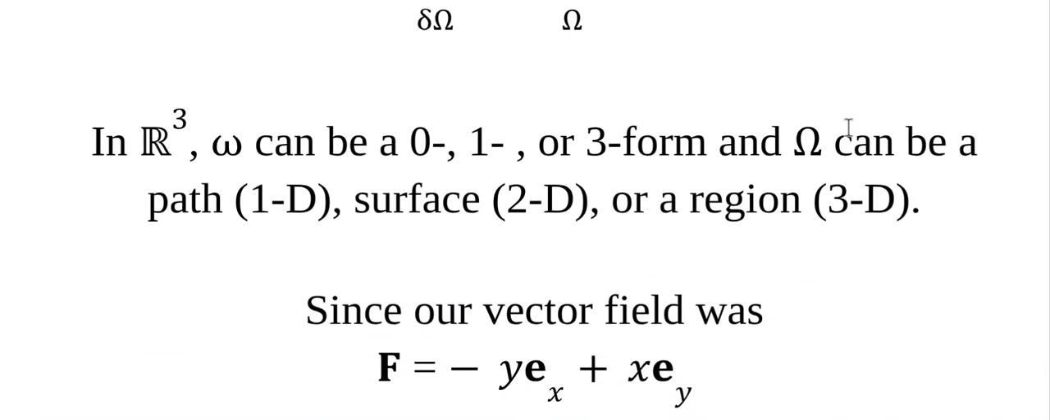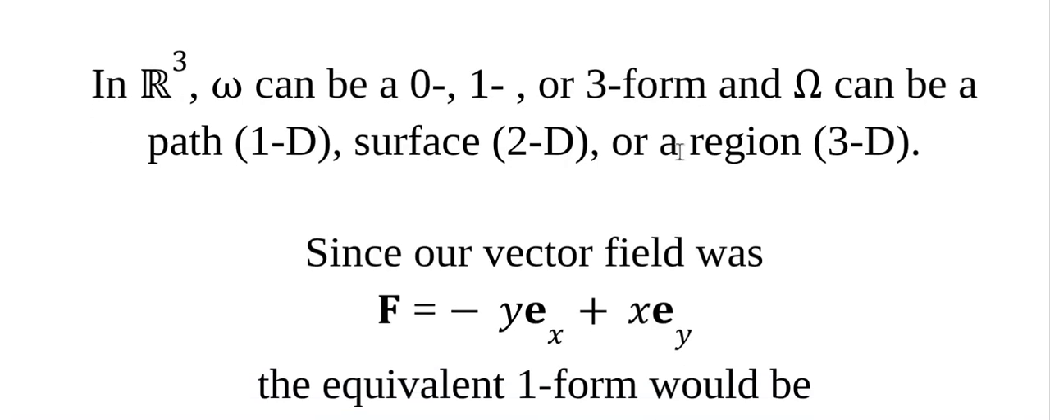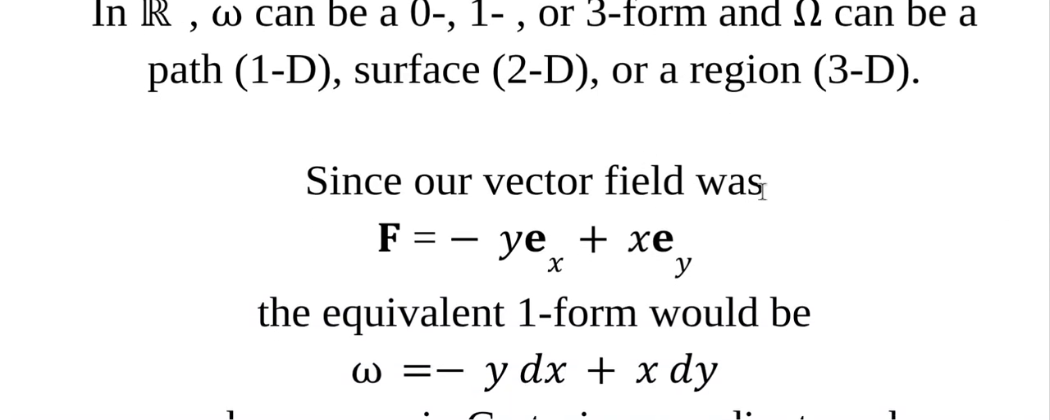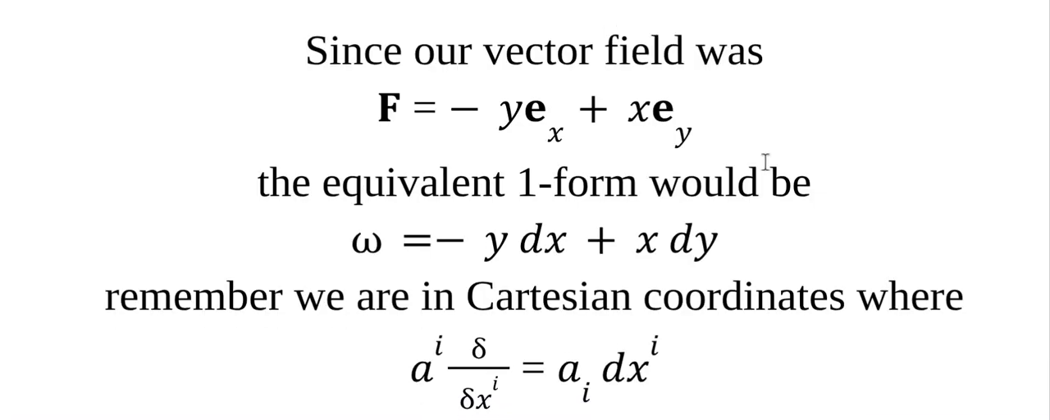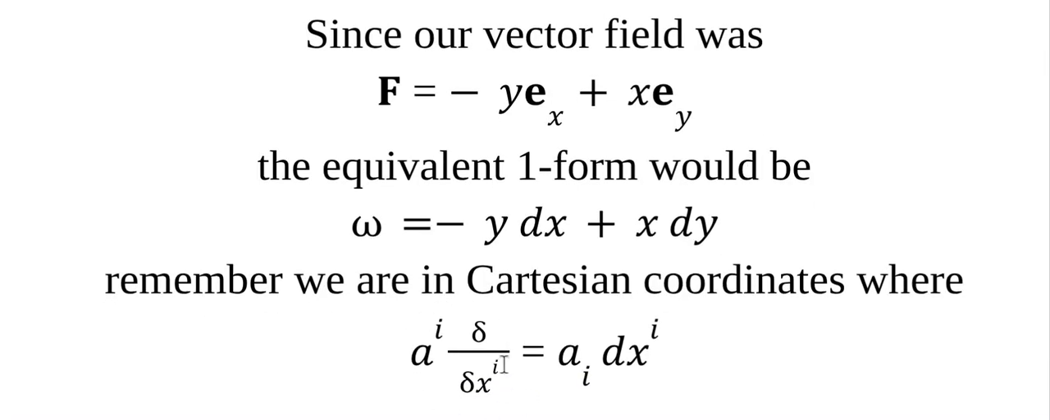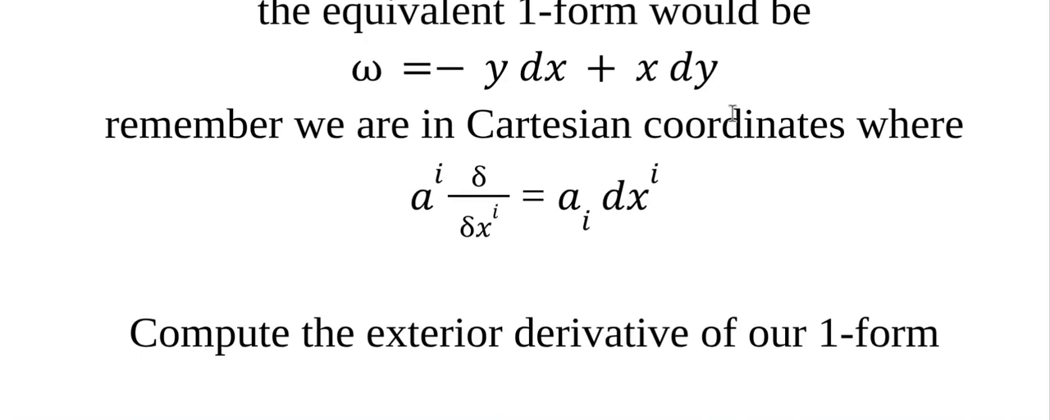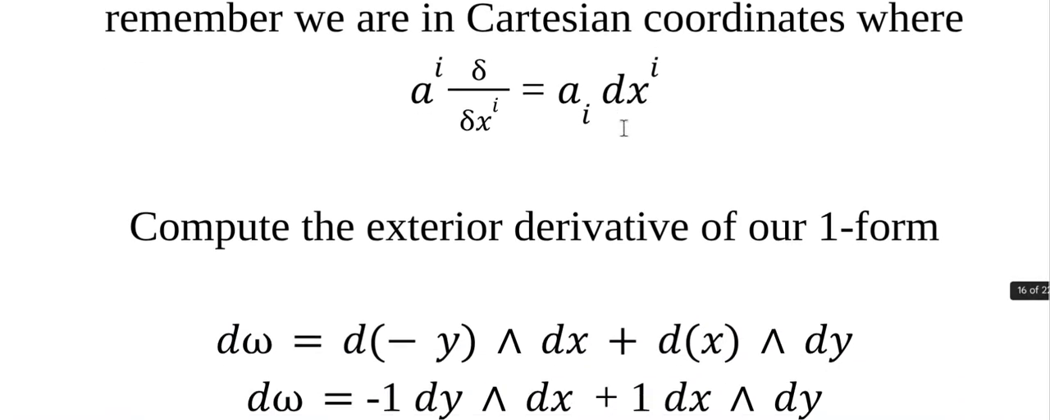Now, since our vector field was this, the equivalent 1 form is just that simple. And remember, we're in Cartesian coordinates where vectors and covectors, vector fields and covector fields are the same thing. This is not true in curvilinear coordinates. So be careful, it's not true. Compute the exterior derivative of our 1 form, okay?